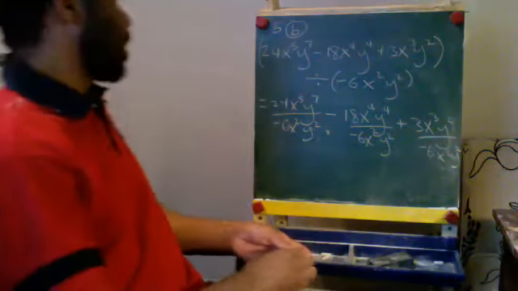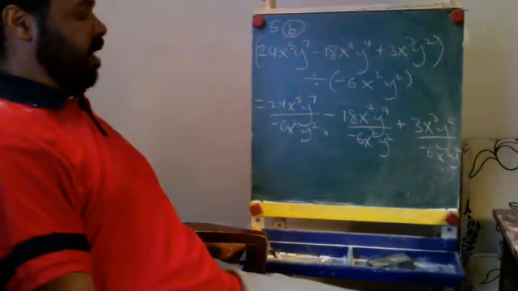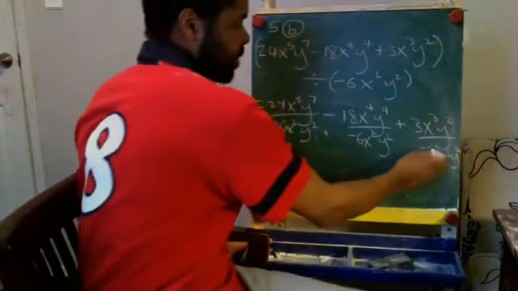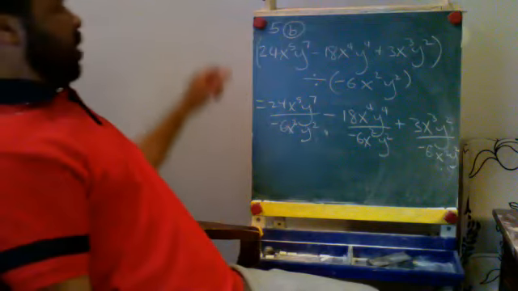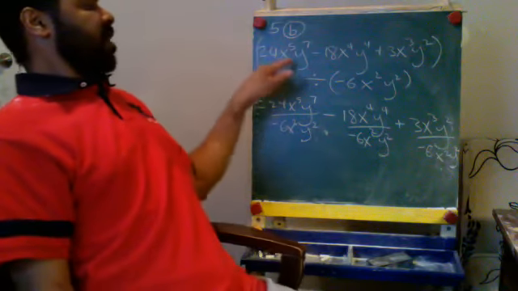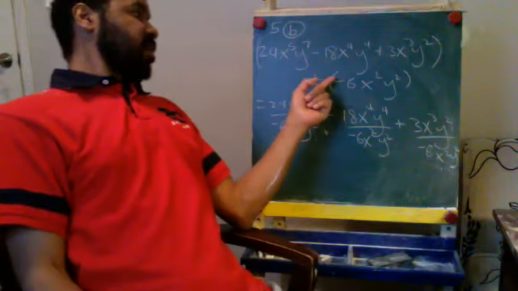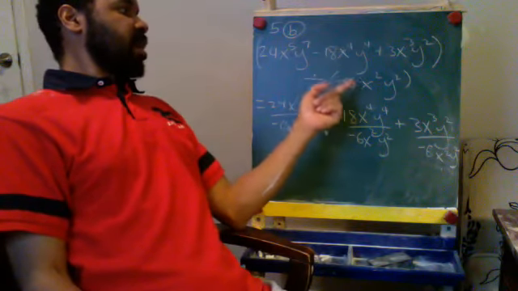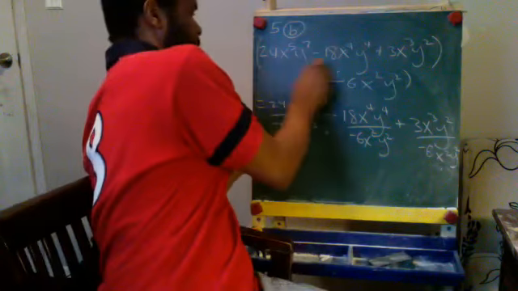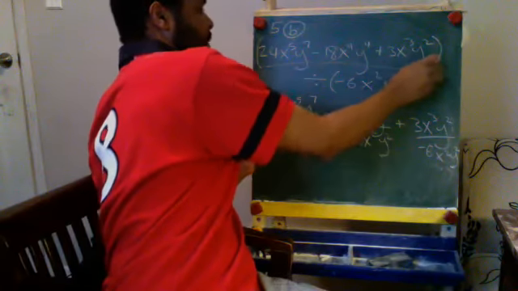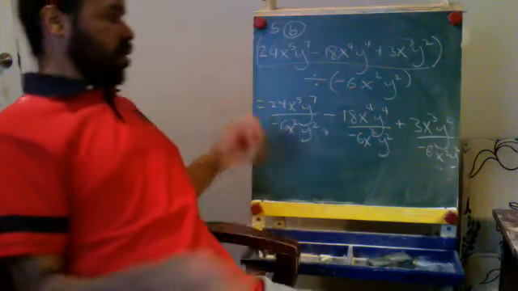All right, so this is number 5B. I'm not doing 5A because I think you understand it from the lecture. I saw that most of you got that kind of a question. So I have 24x to the 5th y to the 7th, minus 18x to the 4th y to the 4th, plus 3x cubed y squared, and all of this is being divided by negative 6x squared y squared.